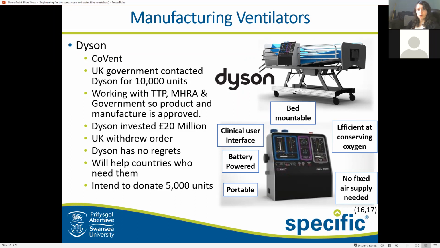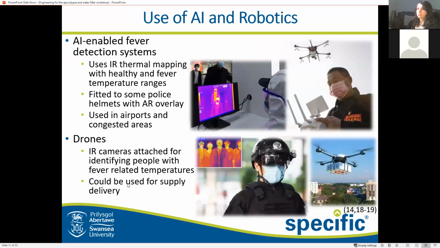However, for those of you who have looked at the news recently, you'll find out that the UK government has decided they no longer need the 10,000 units. But quite nicely, Dyson had no regrets, and although they invested £20 million of their own money into this, they are going to do what they can and even donate some of their ventilators to those who need it most. So although these are pretty horrible times, we are getting engineering advancements in it, which can then help us in the future for other problems. So it's always thinking about those things.